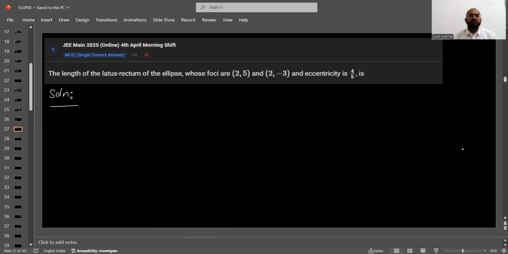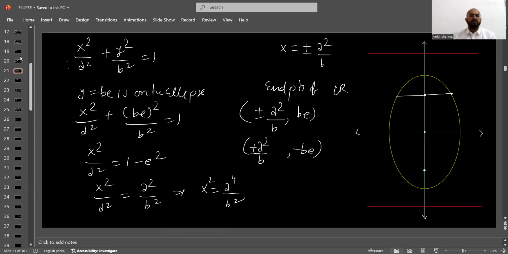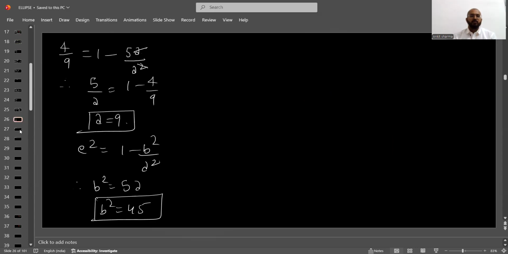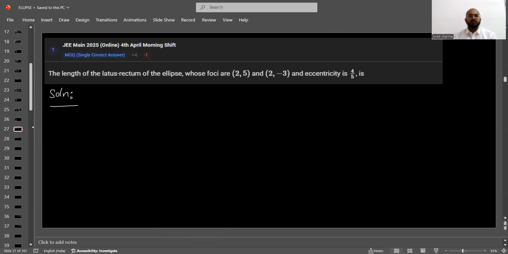And now we want the length of latus rectum of the ellipse whose foci are (2, 5) and (2, -3). So if you look at this ellipse here, any ellipse you can consider. If I take the distance between the two foci, then distance between two foci is always taken to be 2AE. One can consider the other ellipse also and solve with 2BE and you arrive at the same result. So distance between the two foci is 2AE.